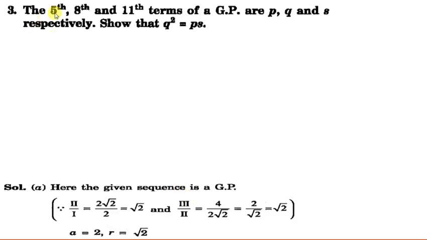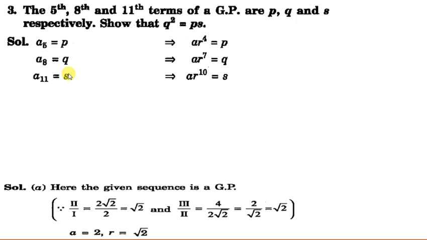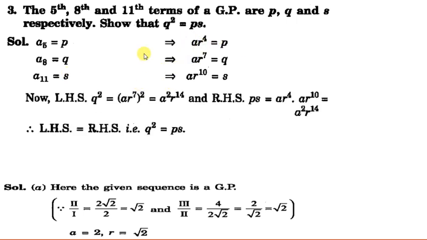Next is, the 5th, 8th and 11th terms of a GP are P, Q and S. Show that Q square equal to PS. The 5th term is given as P and the 5th term is AR to the power 4. It means AR to the power 4 is P. The 8th term is AR to the power 7, that is Q, and the 11th term means AR to the power 10, and that is given as S.